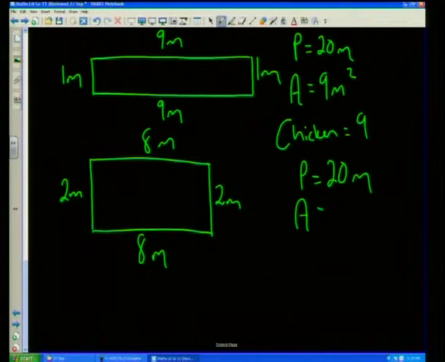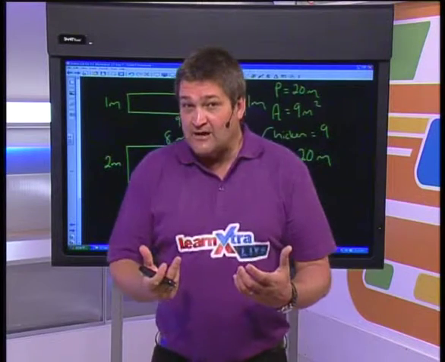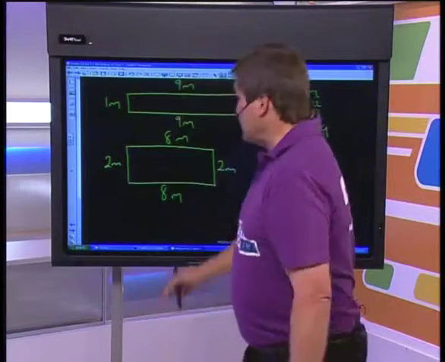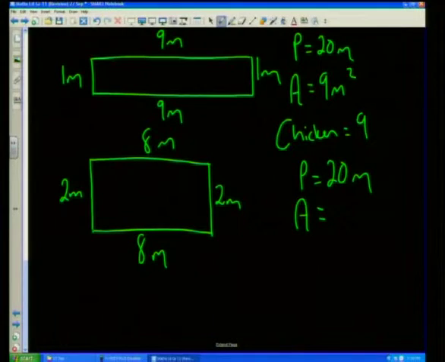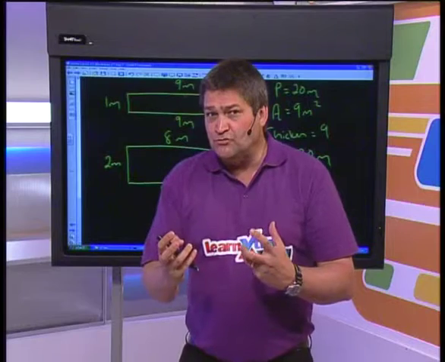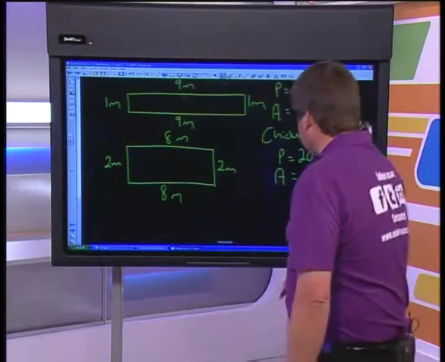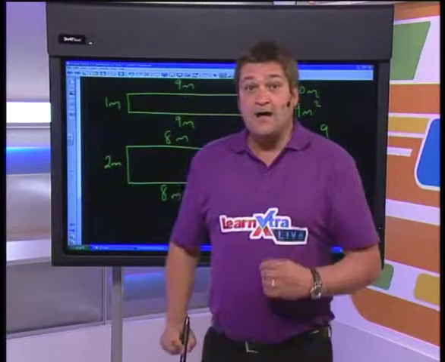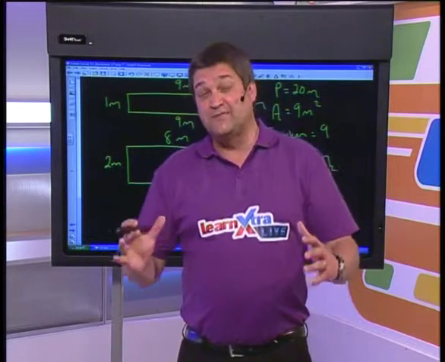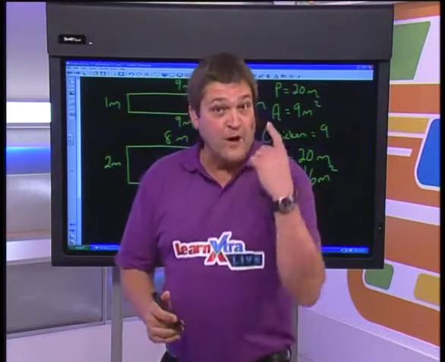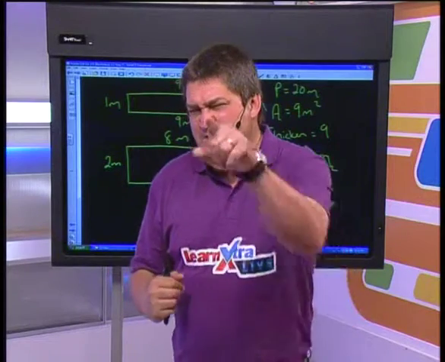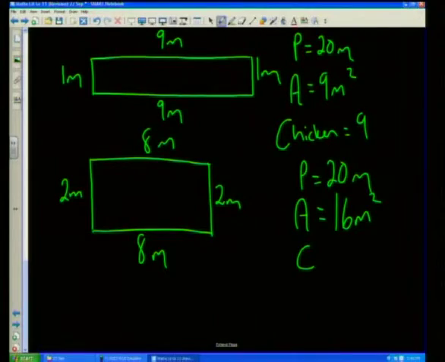What is my area? Well, how do you calculate area? Area is length times breadth. So my length is 8 meters, my breadth is 2 meters. What's 8 times 2? 8 times 2 is 16. So my area is 16 meters squared. Now, how many square meters do I need for a chicken? For every 1 meter squared, I have 1 chicken. I've got 16 meters squared. How many chickens is that? It now means my wife can have 16 chickens.